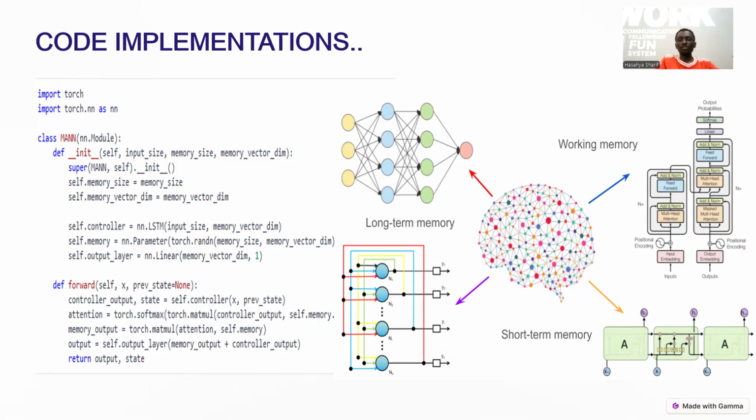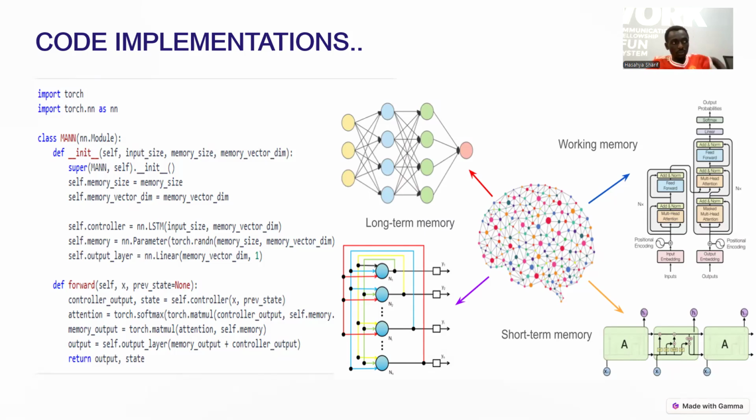So the explanation of this snippet is that our key components are the memory size, which defines how many memory slots are available, and the memory vector dimension, which is the dimension of each memory vector. The controller is a long short-term memory that processes input and generates queries for our memory. The memory itself is the external memory matrix, which is a trainable parameter. And the output layer is our final layer of classification.